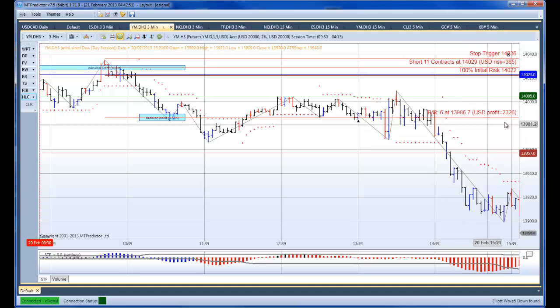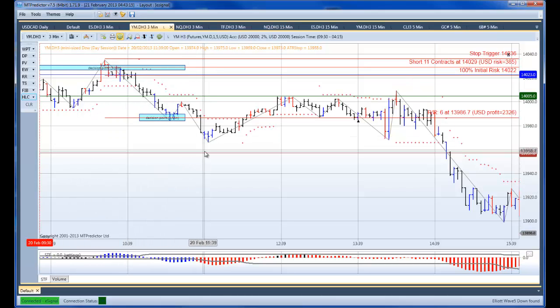So in other words, the profit at approximately $2,300 would be approximately 6 times the initial risk of $385. So a very, very good trade there. And these are the kind of trades that we like, these VSA setups, because they get you in the direction of the professional traders, are normally very good trade setups indeed. But was there anything else you could have done as an advanced MTPredictor trader?